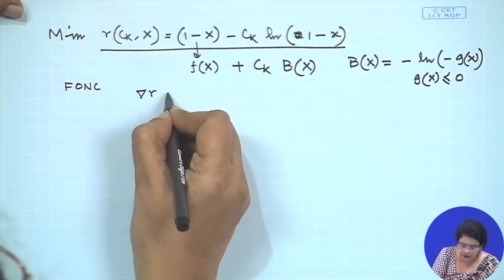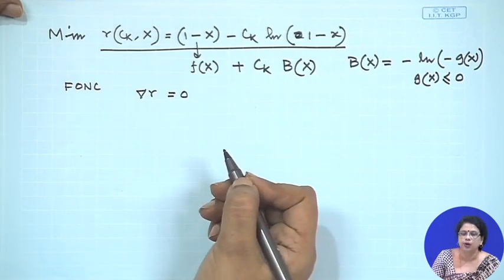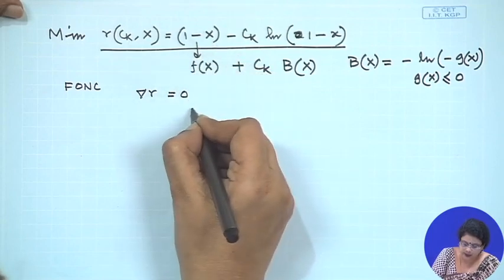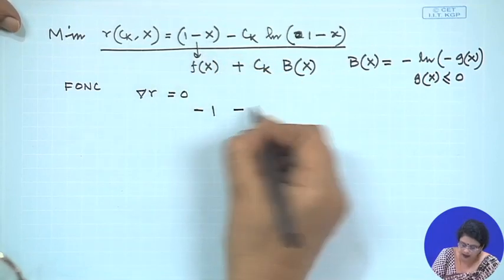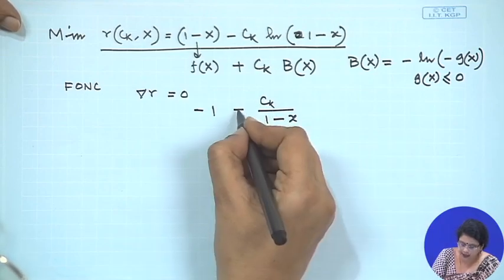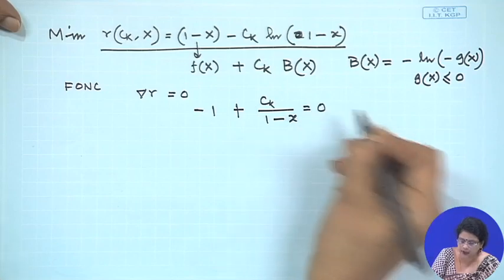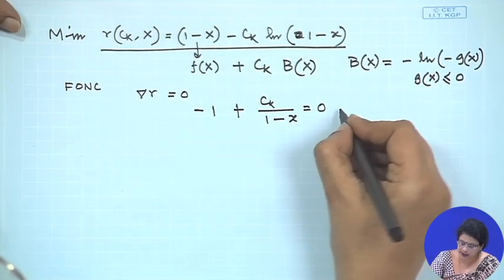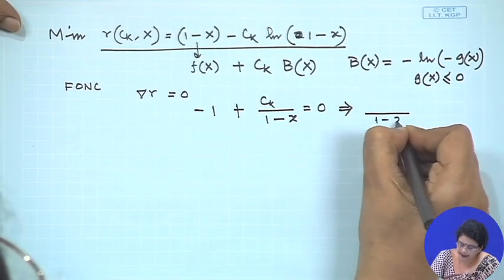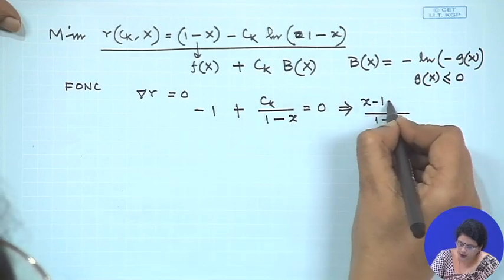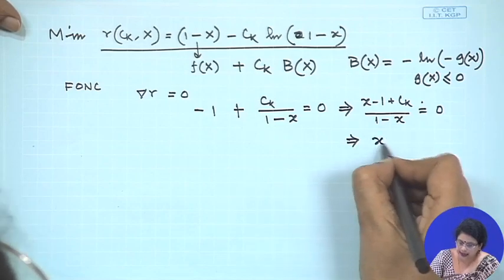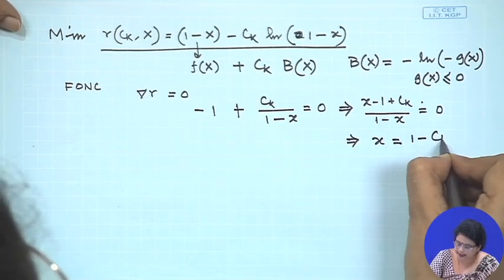Then grad of r must be equal to 0. Now, there is only one variable here, that is why we can see that this is equal to minus 1 minus c_k divided by 1 minus x, and because of 1 minus x, this is plus, this is equal to 0, all right. This is the first order condition. If I just take x, then x minus 1 plus c_k is equal to 0. From here we are getting x is equal to 1 minus c_k.